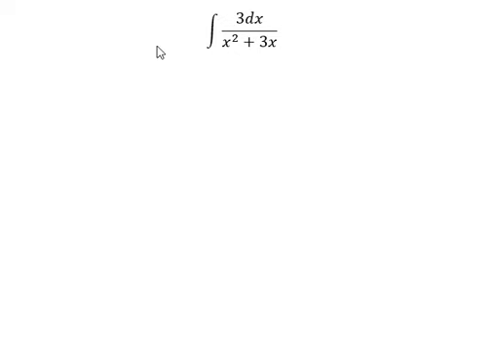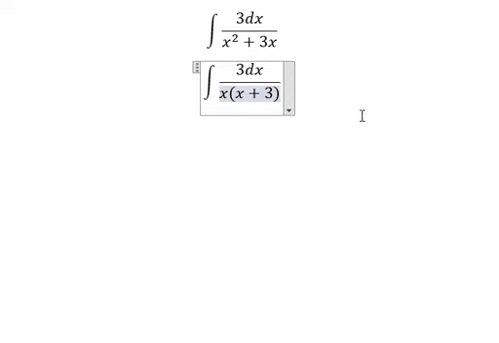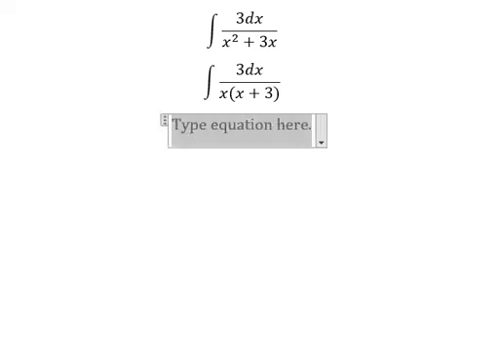The topic is about integration. Now I want to show you how to answer. We can do factorization by s. Next, we can use partial fractions.